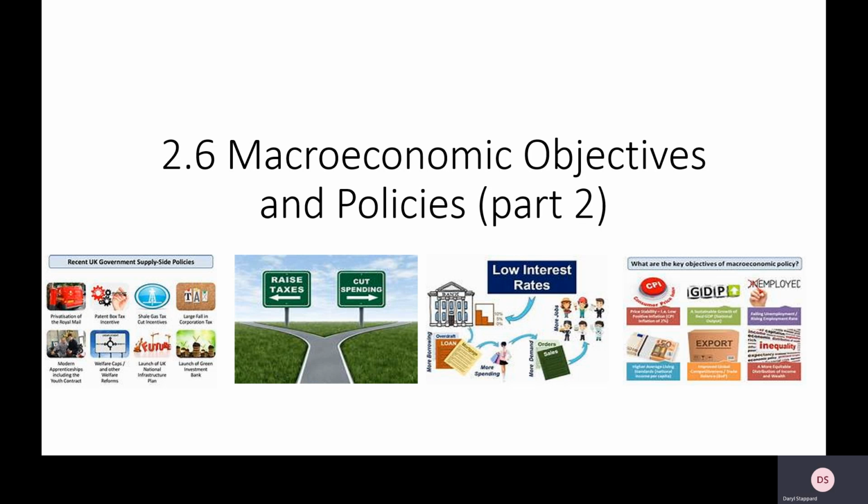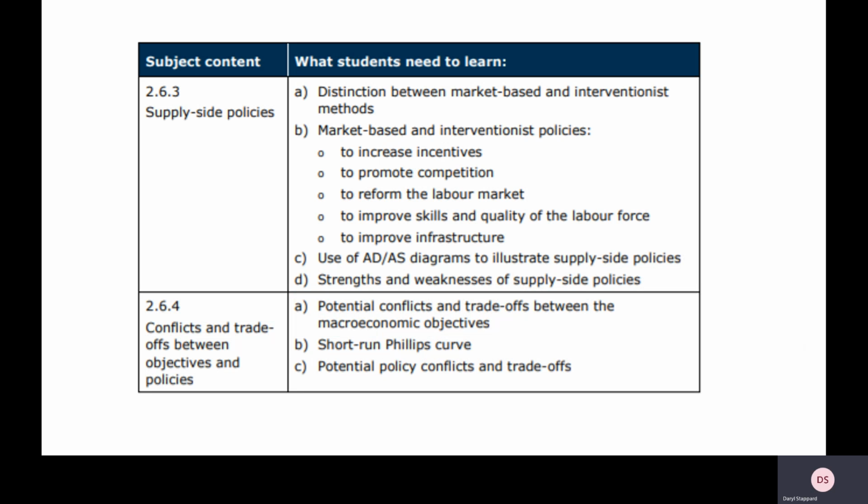You've been watching some videos linked to 2.6, so you've been looking at macroeconomic objectives, demand side policies, supply side policies. What we're going to be looking at in this video is conflicts. If you look at the bottom, it's 2.6.4. We're going to be looking at the conflict and trade-offs between macro objectives, so how achieving one objective might mean we're not achieving something else. To explain this, we're going to be looking at a Phillips curve. And finally, we're going to be looking at conflict and trade-offs between different policies.